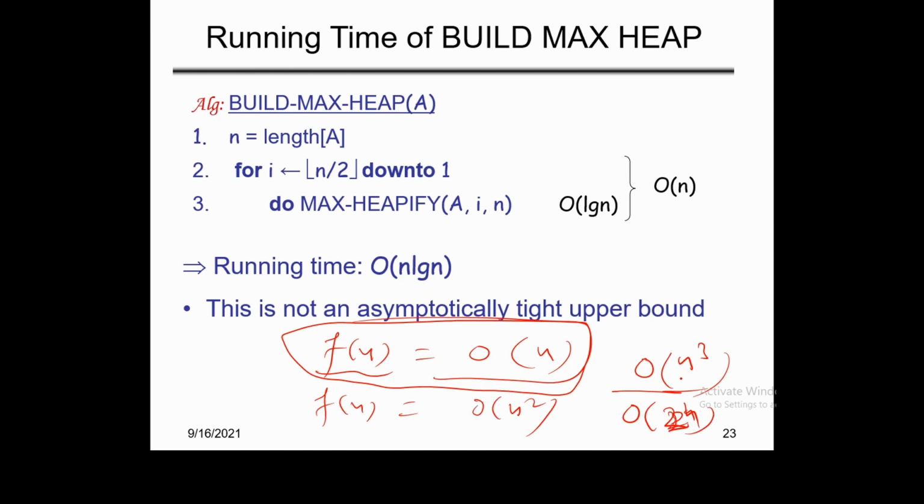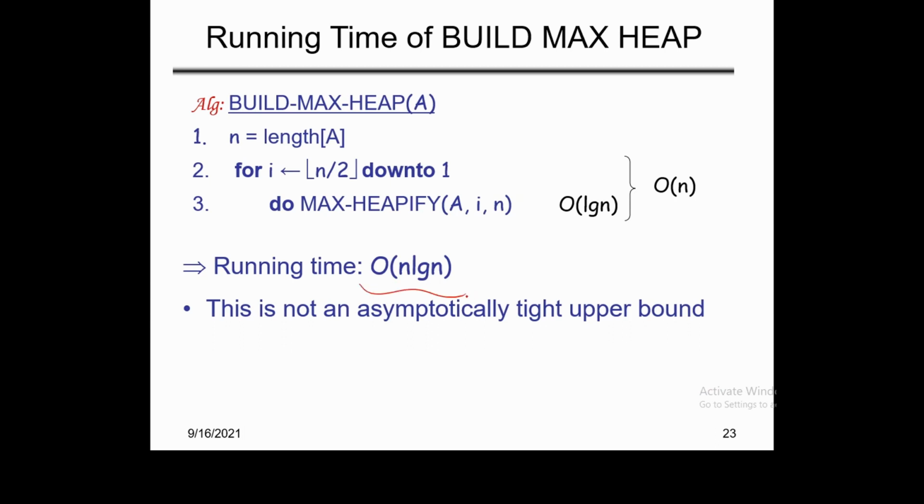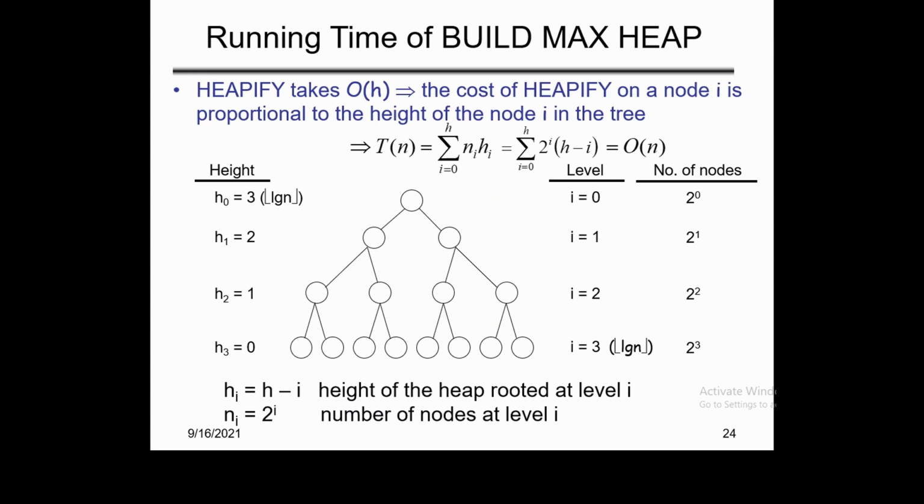Yes, it is true, upper bound can be any higher value, lower bound can be any lower value, but if we are talking about tight, then it will be the exact one, which will provide us exactly its run time requirement. Okay, so it is not the asymptotically tight upper bound. So for finding that, we will analyze it level by level, how many total number of comparisons will be there.